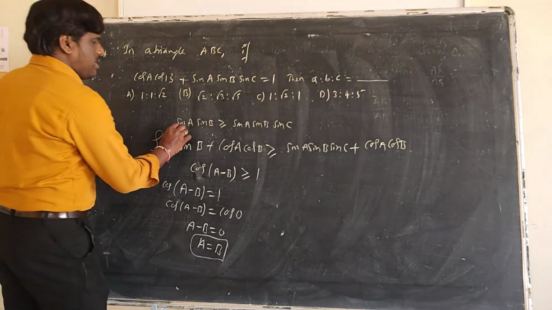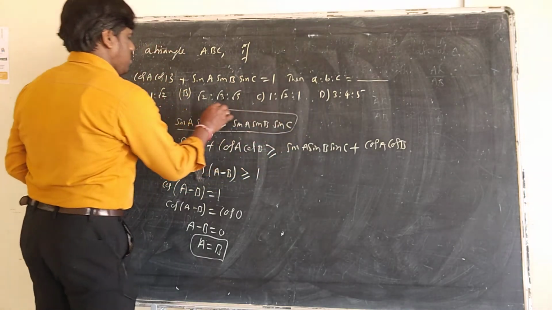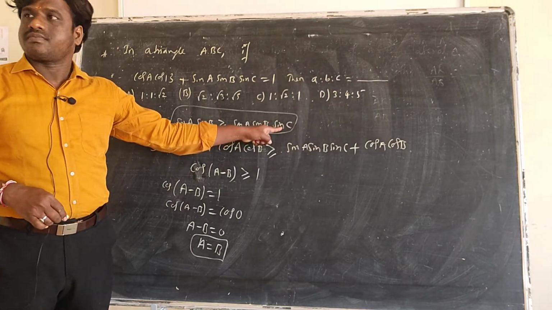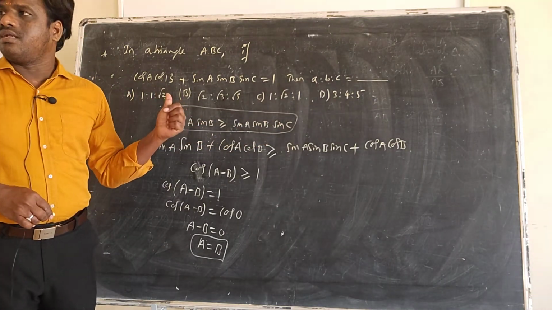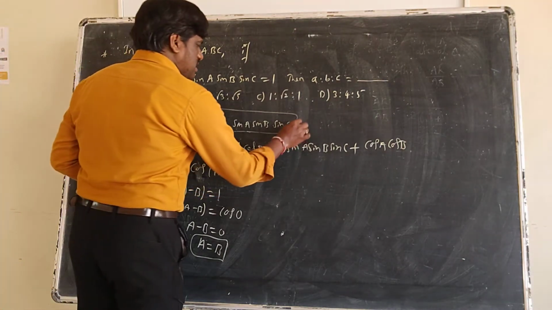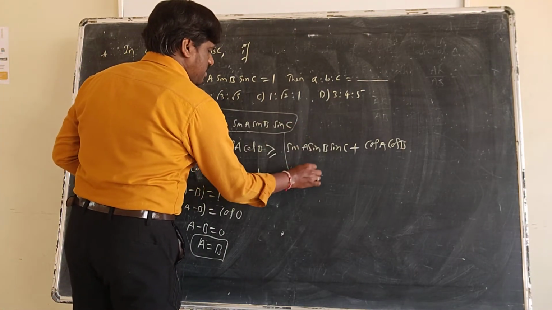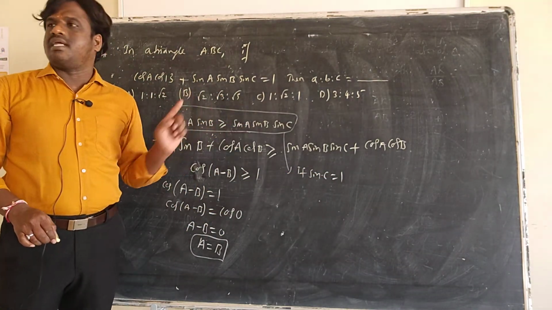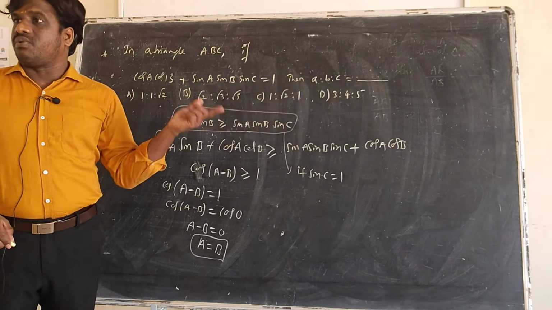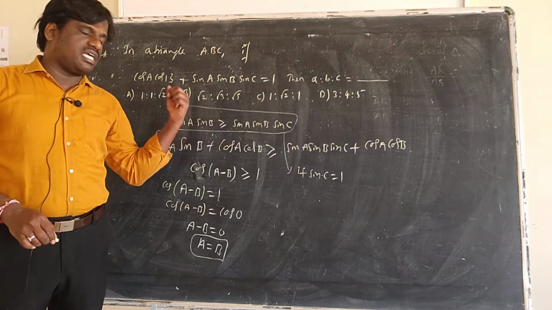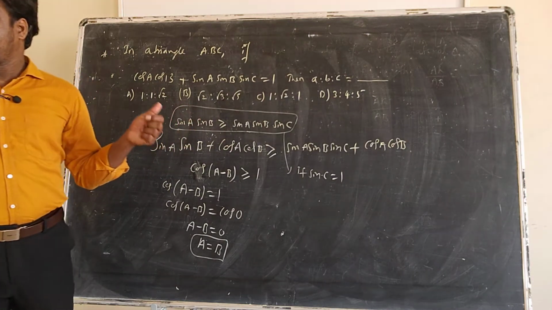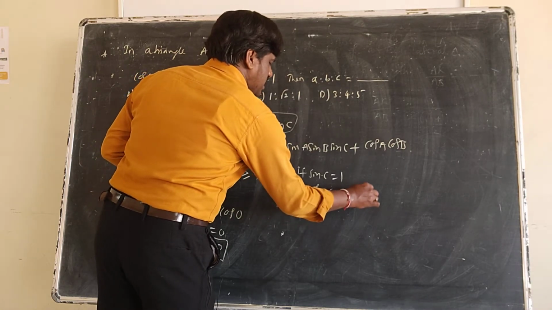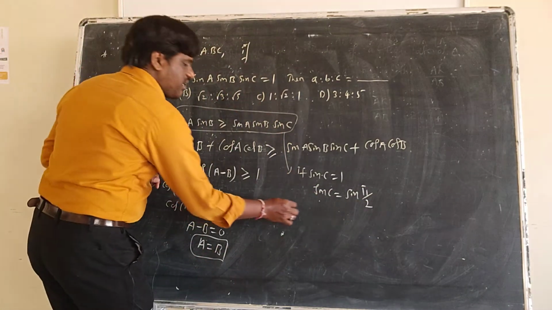And when will this hold with equality? It becomes equal if sin C is 1. If sin C is 1, then what do I get here? Sin A sin B is equal to sin A sin B. Otherwise it is an inequality. But when it holds with equality, sin C is equal to 1. Sin C equal to 1 means C is how much? Sin 90 degrees.